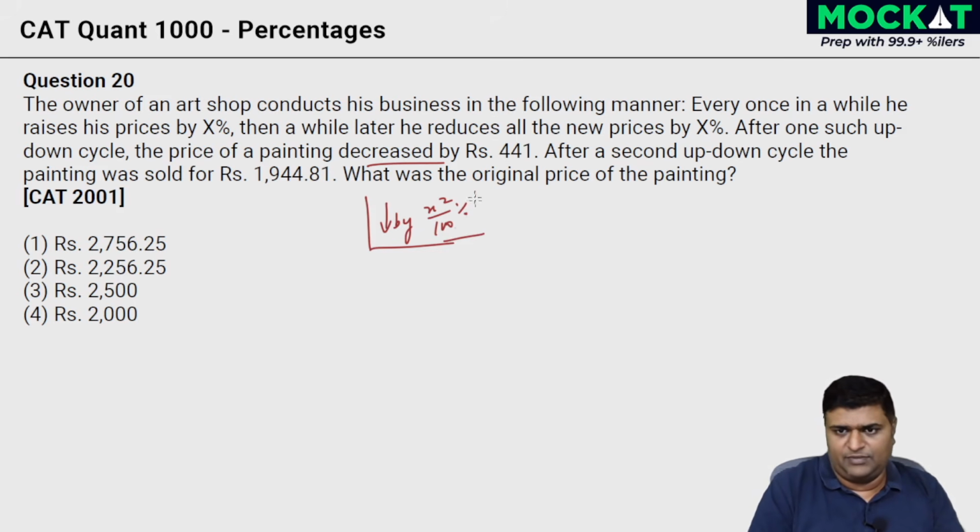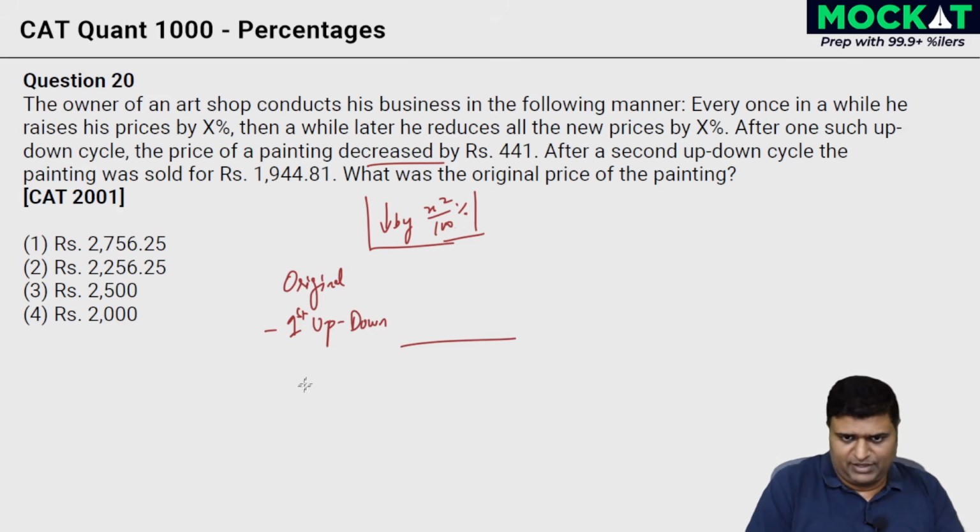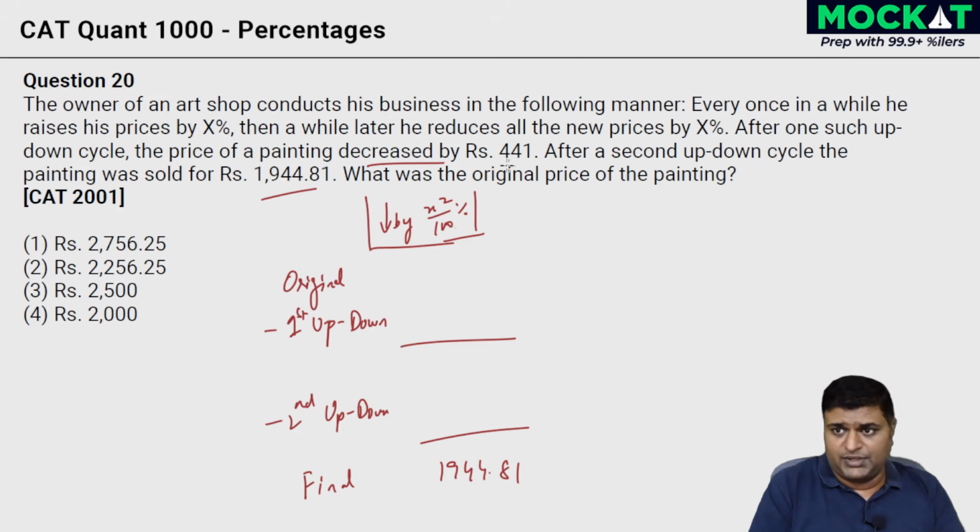Okay, this we need to keep in mind. Let us say the original price over here, we don't know. That's what we need to find out. Which of these is going to be that? After the first up-down cycle, it's going to drop by X square by 100% of the original value. Fine. And then we get something. And then we again subtract the second up-down, and then we are getting the final value. And that final value is given to us as 1944.81. What is also given to us is that 441 is the reduction after the first up-down. We don't know about the second up-down.